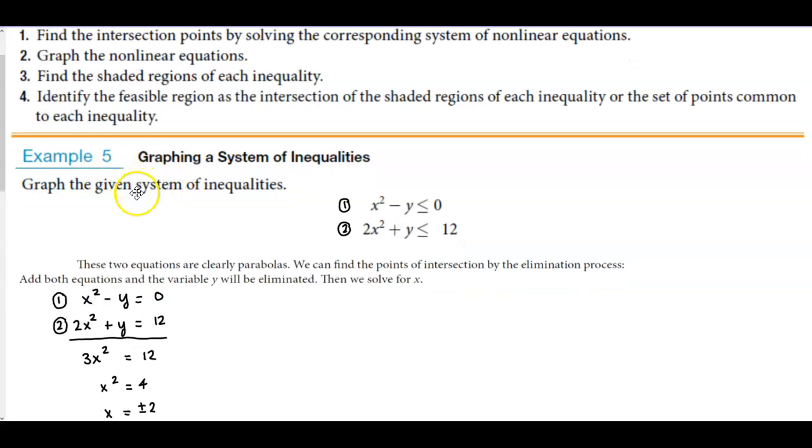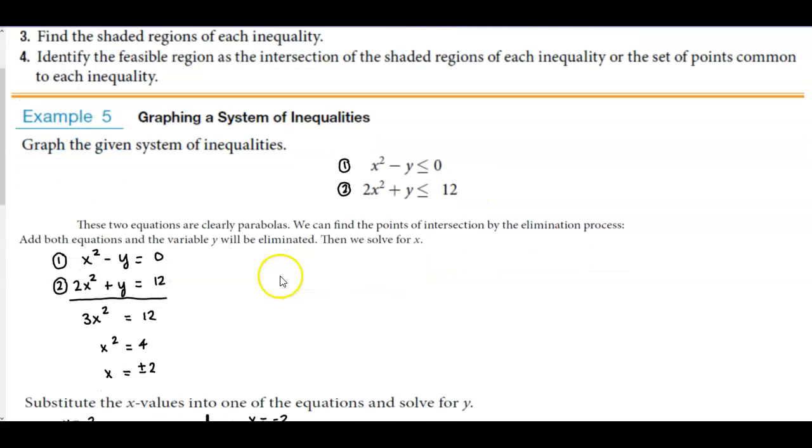So for example number 5, we're going to graph the given system of inequalities. Inequality 1 is x squared minus y, which is less than or equal to 0. Number 2, we have 2x squared plus y, which is less than or equal to 12. So the first thing we're going to do is find the intersection points by solving the corresponding system of nonlinear equations. Instead of using the less than or equal to, we're going to use equals and just solve the system.